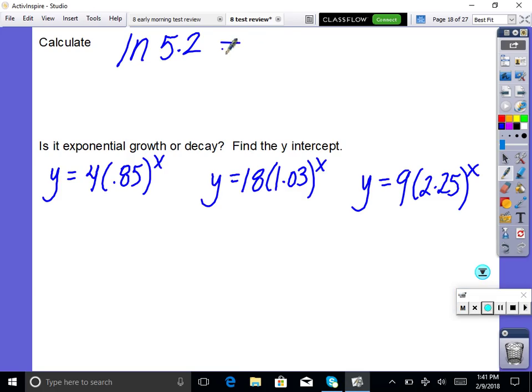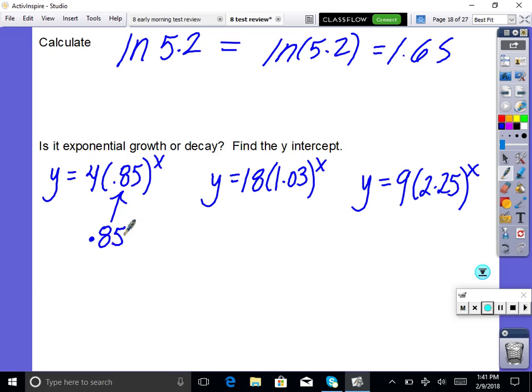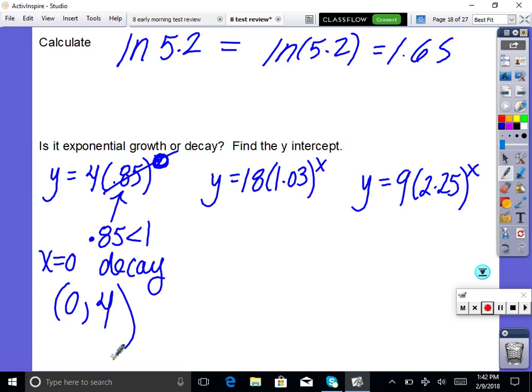So when it says calculate, you literally type into your calculator ln of 5.2, you hit enter, and you should get 1.65. It says, is this exponential growth or decay? Find the y-intercept. So because 0.85 is less than 1, it's decay. And then our y-intercept is when, once again, x equals 0. So 0, comma, if I plug in 0 right here, that becomes a 1. So it's 0, comma 4.